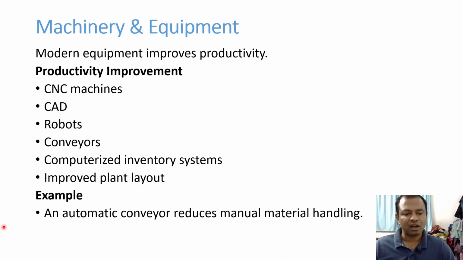These things of course will improve the productivity. Then an automatic conveyor reduces material handling. So naturally the time for handling the materials from one place to another is reduced by the use of an automatic conveyor, so productivity will increase.